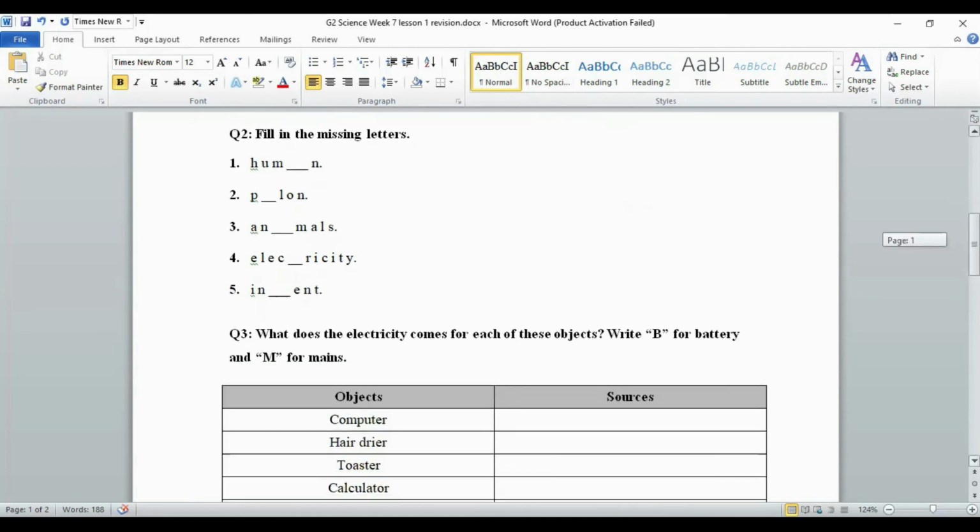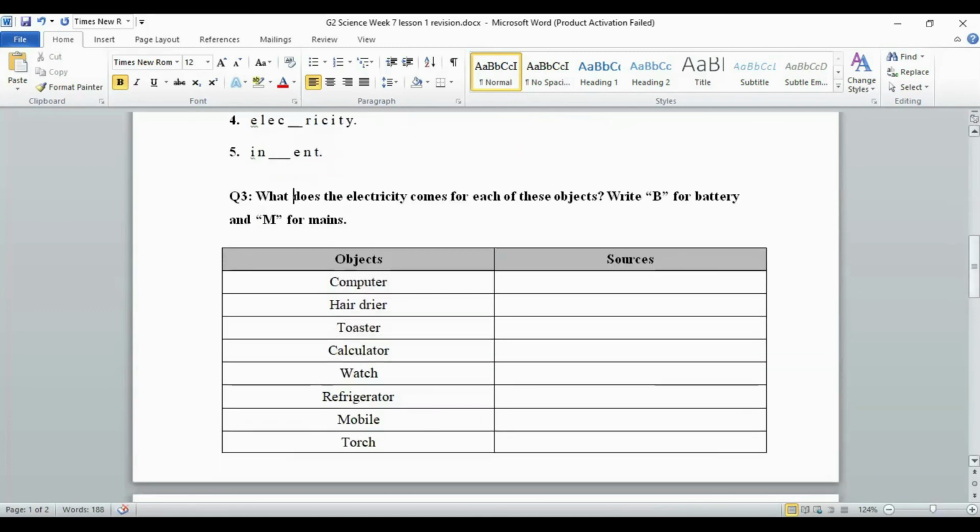Then we have question number three. This is a repetitive question that is also in your worksheet. So I think you must know a lot of answers by now. Question number three is, where does the electricity come from for each of these objects? Write B for battery and M for mains. These are the names of objects: computer, hair dryer, toaster, calculator, watch, refrigerator, mobile, torch. You are going to write their sources over here, okay?